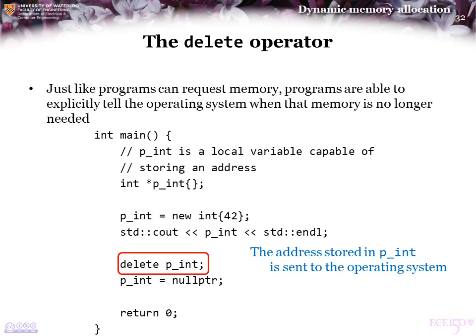The delete operator is a unary operator that takes a pointer as an operand. So basically, all this does is take that address stored in p_int and send it to the operating system. It is the operating system that says, okay, you are telling me that the memory at this address is no longer required. The operating system can then deallocate that memory and flag it as being deallocated so that it can use it again somewhere else.